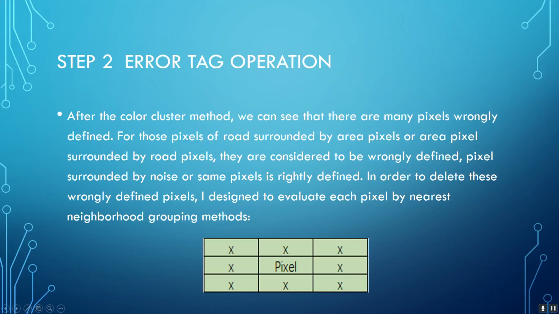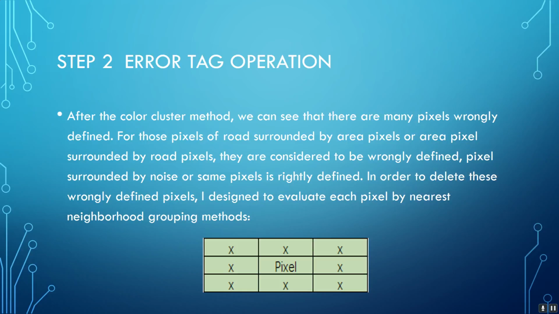For example, we got a pixel here and we find its 8 neighborhood pixels. For example, this pixel is a road pixel, and we find the area pixels around it are much more than the road pixels around this pixel. So this pixel may belong to the area pixels, but not the road pixels. So we redefine this pixel to be an area pixel.